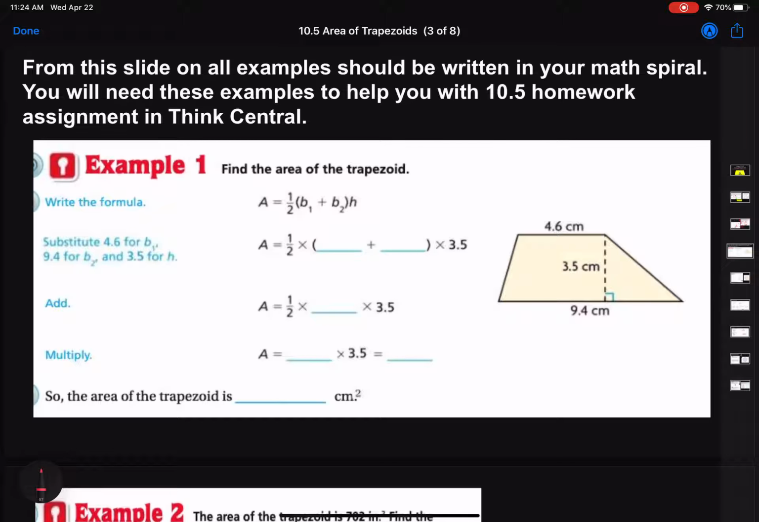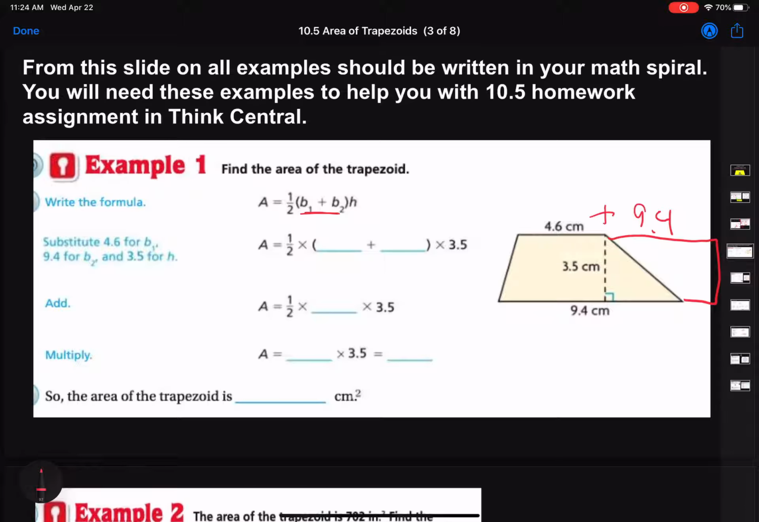So the first thing we want to do is add up our bases. Here's our formula, and the more you use this formula, the easier it gets. But you always have to add up your bases, because remember, your two bases together make a parallelogram. See, now that looks like a parallelogram. So that's my 9 4/10.